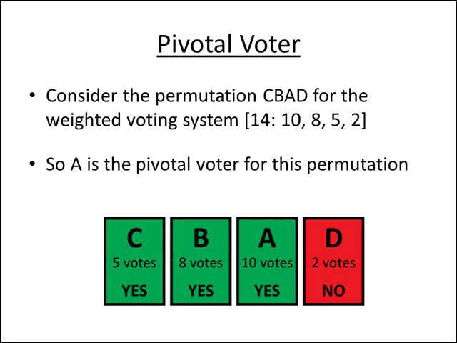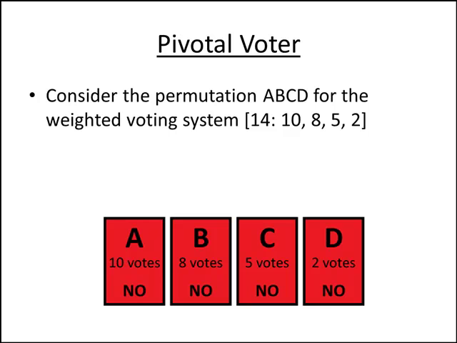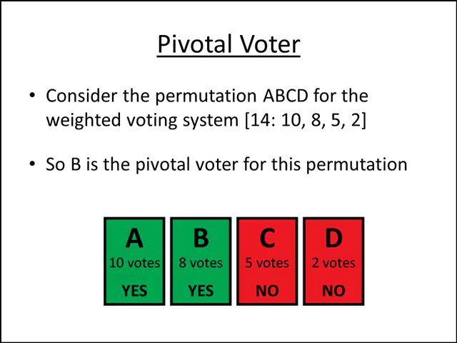Let's try this again for another permutation. Let's consider the permutation ABCD. Again, we start with all of the voters voting no, and one at a time, going in order, change their votes from no to yes until we have enough votes for the motion to pass. So we change A's vote from no to yes. Now we have 10 votes in favor, but that's not enough. Next we change B's vote from no to yes. We have 18 votes in favor. That is enough. So that means that B was the pivotal voter for this permutation.